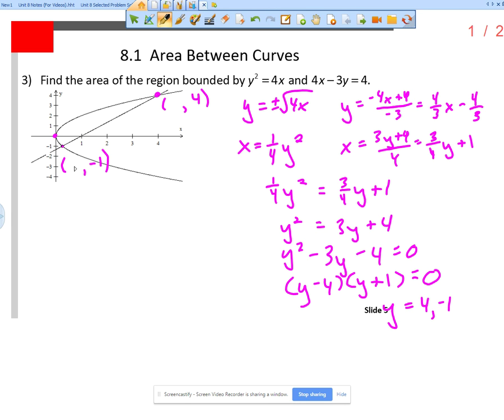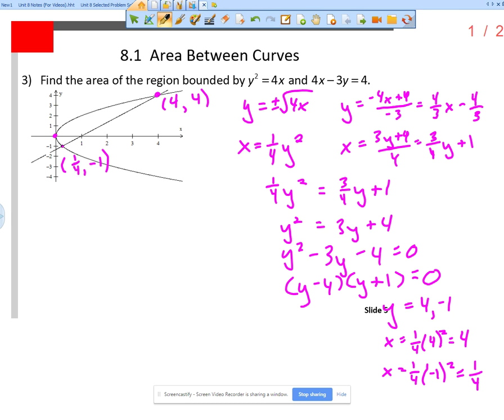How would I find the x values that correspond to those? If I take one of the equations, x equals 1/4 y squared, then x equals 1/4 times 4 squared. That is 1/4 of 16, which is 4. So this point up here on the right is 4 comma 4. For the other one, x equals 1/4 times negative 1 squared. Negative 1 squared is positive 1, so 1/4 of that is 1/4. So this point is 1/4 comma negative 1. Now I know the intersection points.